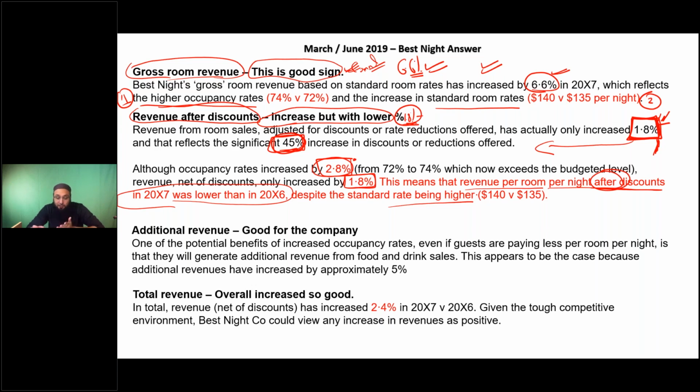If you need further clarity, this is the evidence. 45% discount you gave. So you compromised on price to increase the volume. So never write in this case that the 1.8% increase in revenue is because of an increase in the price. You are wrong, because your price has gone down because of discounts. In fact, it was the decrease in price that helped you to improve the occupancy.